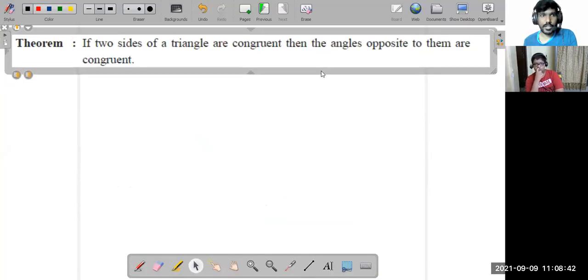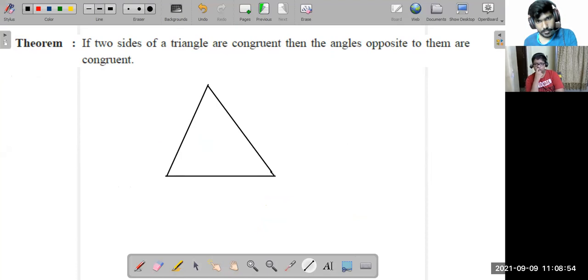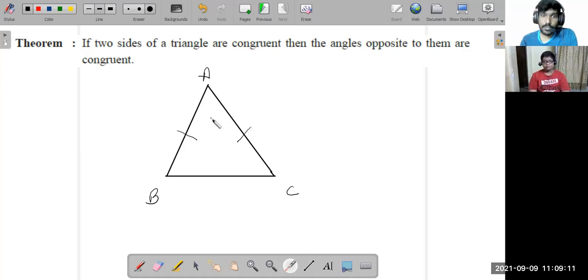I'll explain it to you with the help of the figure. Suppose this is an isosceles triangle, triangle ABC is an isosceles triangle. So this is A, B, C. Isosceles triangle, that means side AB is congruent to side AC. This theorem says that in an isosceles triangle where two sides are congruent to each other, the angles which are opposite to the sides, angles which are opposite to the sides.